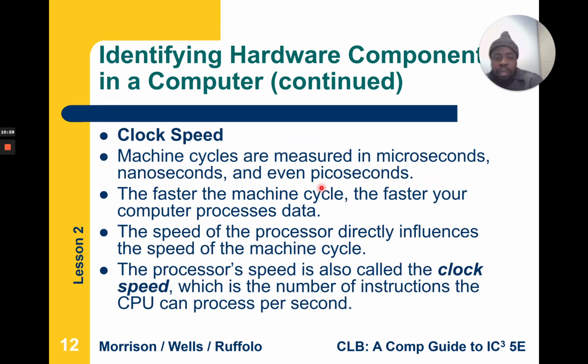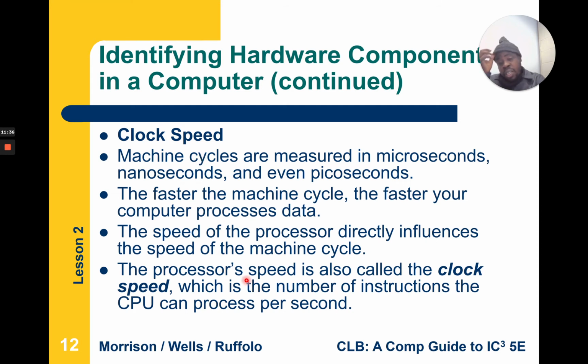Now, clock speed is one of the ways through which we can measure the performance of a PC. Very expensive ones have higher clock speed. Machine cycles are measured in microseconds, nanoseconds, and even picoseconds. The faster the machine cycle, the faster your computer processes data. The speed of the processor directly influences the speed of the machine cycle. So when you are buying a PC, you have to check the clock speed.